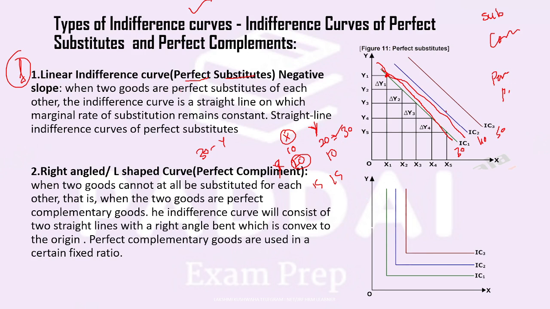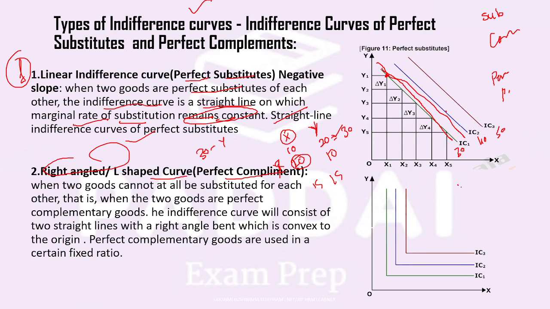So when the two goods are perfect substitutes for each other, the indifference curve is a straight line on which the marginal rate of substitution remains constant. Straight line indifference curve for substitutes. Right-angled L shape for perfect complements. Now what do you mean by perfect complement?